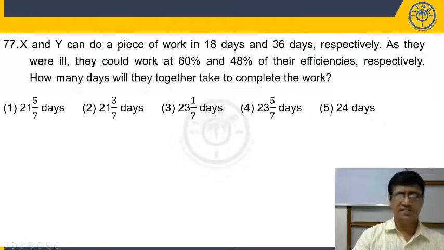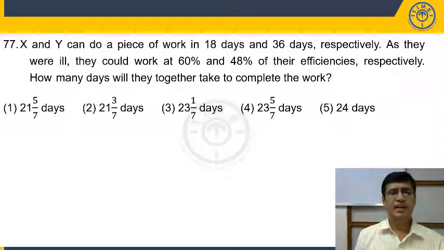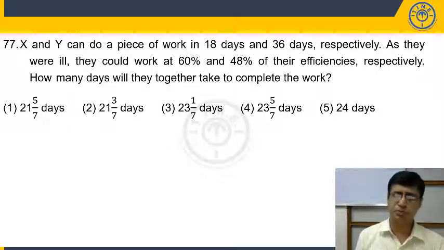Now look at the next example on the screen. If X and Y can do a piece of work in 18 days and 36 days respectively, as they were ill, they could work at 60% and 48% of their efficiencies respectively. How many days will they together take to complete the work?